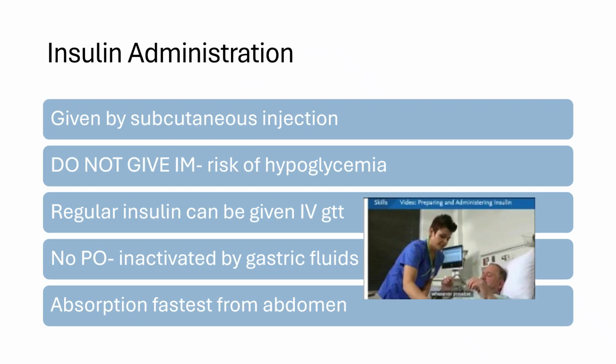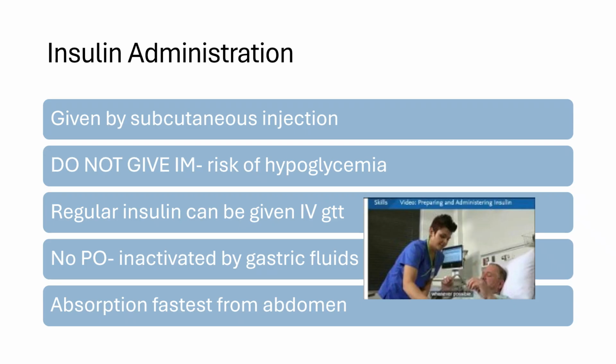So insulin administration, it's given by subcutaneous injection. I always say that it's kind of like in the little fatty areas. So, our little love handles, right? They can be on the back of the arms, it can be at the top of the thighs. So, we're looking for areas that have subcutaneous fat. They do absorb better in the abdomen.